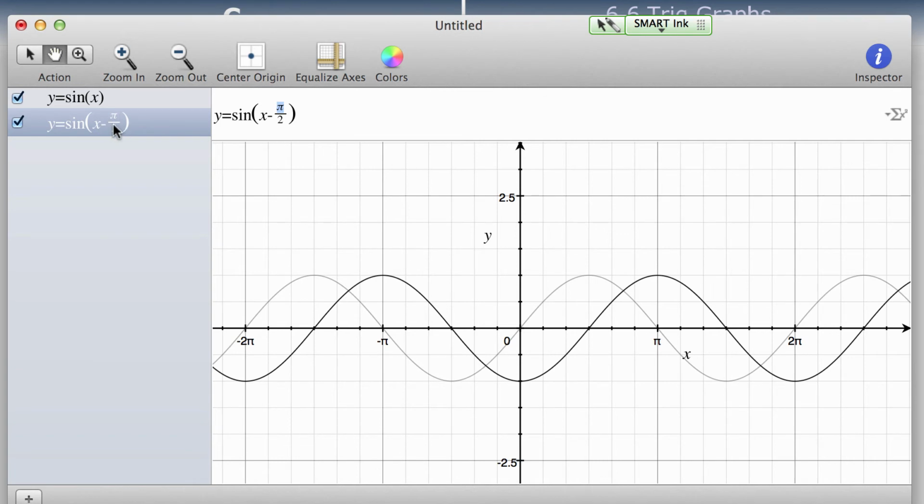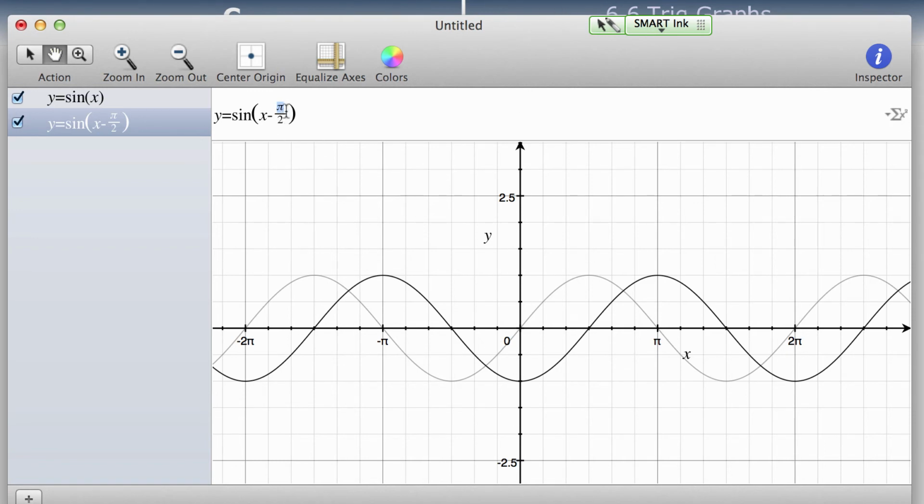This one that I just changed, this transformation, is the darker one. So it looks like instead of starting here, it started over a bit. And it looks like it's the same graph, it's just taken the whole thing and moved it. And which way did it move it? It usually starts here, this time it's starting there. And so it moved it to the right. So with a minus sign in there, it means it moves it to the right. And pi over 2 is 90 degrees. 90 degrees is right there. So it moved the graph right 90 degrees.